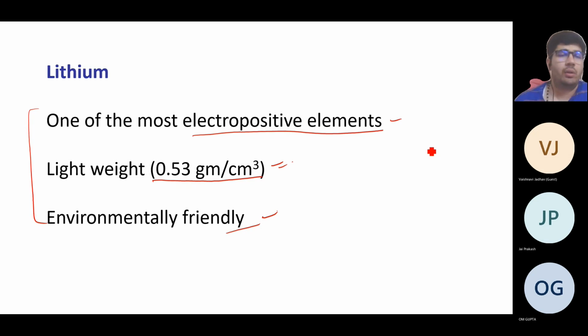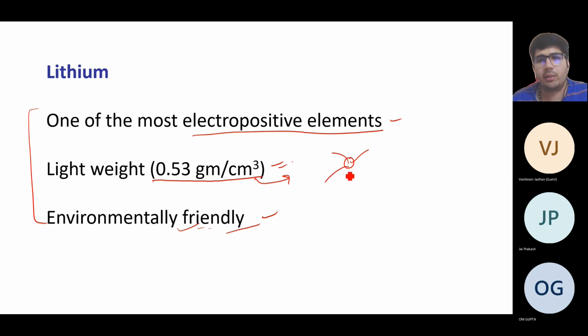Okay, so let's continue. Lithium is one of the most electropositive elements, and it is very lightweight. The weight is 0.53 gram per centimeter cube, it is very environmentally friendly, and it also has high energy density. So with a very small amount of lithium we get more energy. That's why we are using lithium-ion batteries.